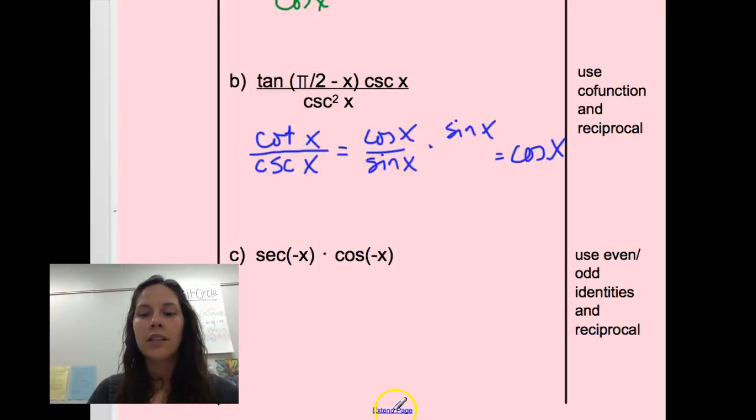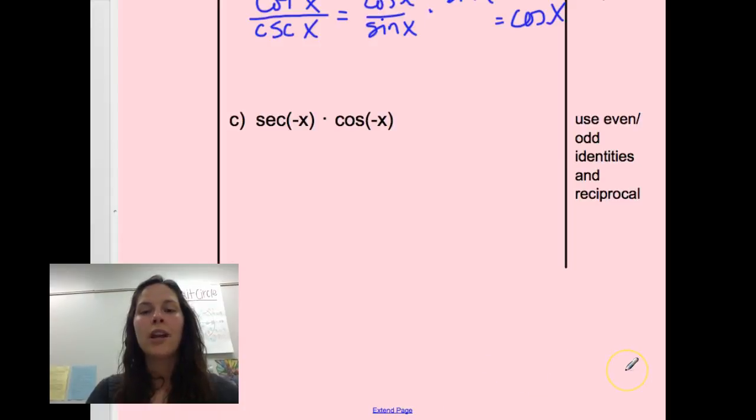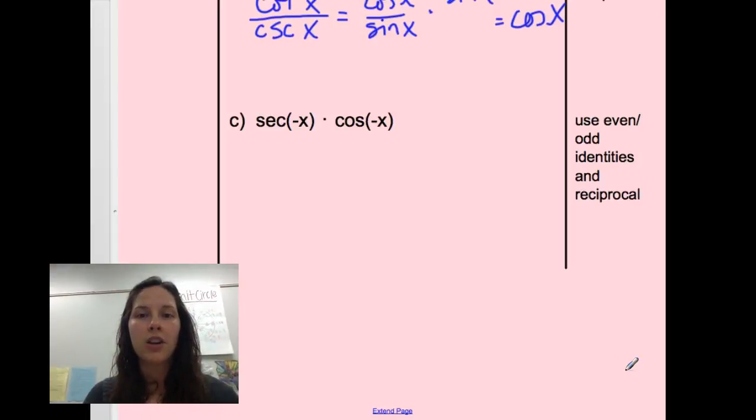Our last one is using those even and odd identities. So what I think about when I'm trying to simplify these without just going back to my chart, trying to memorize them, or think about it logically, secant is the reciprocal of cosine, and our cosine function is an even function because it's reflected across the y-axis. So those y values for our cosine are the same on both sides, so it will be true for the secant as well. So secant of negative x is the same as secant of x, and the cosine of negative x is the same as the cosine of x.